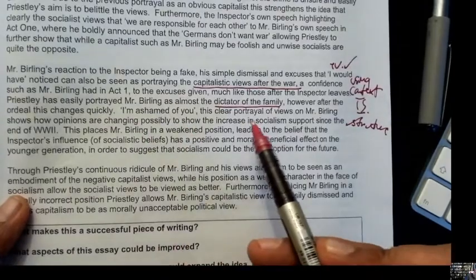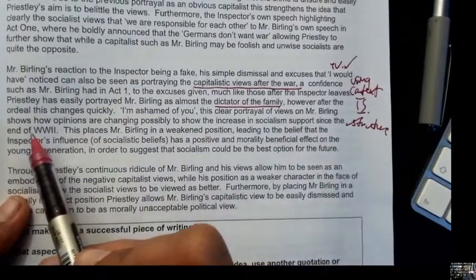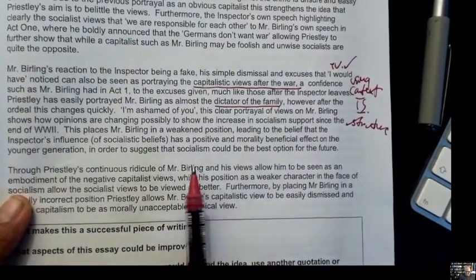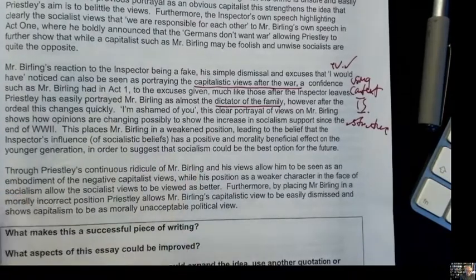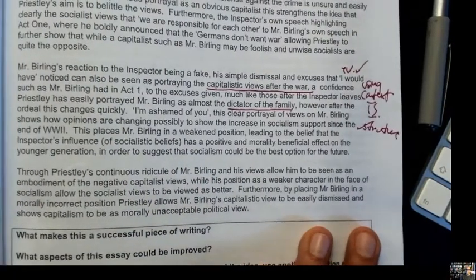"I'm ashamed of you." This clear portrayal of views on Mr. Birling shows how opinions are changing, possibly to show the increase in socialism support since the end of World War II. This places Mr. Birling in a weakened position, leading to the belief that the inspector's influence of socialist beliefs has a positive and morally beneficial effect on the younger generation, in order to suggest that socialism could be the best option for the future.